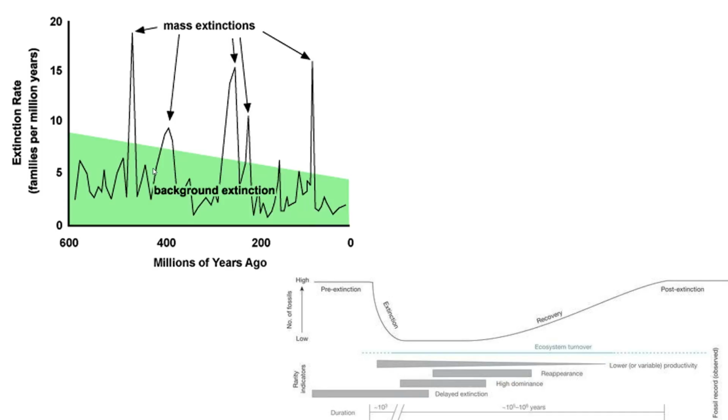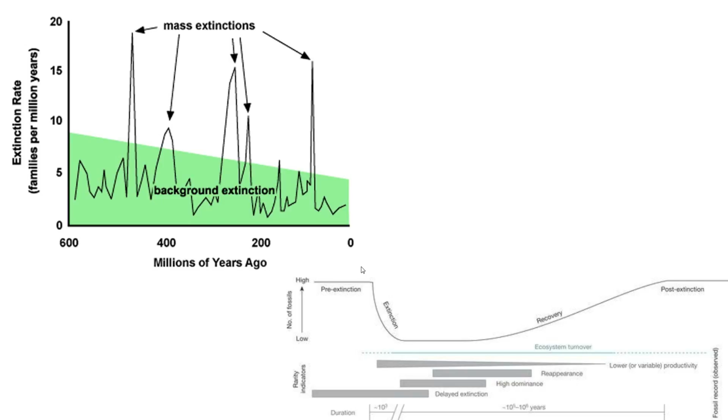But here, background extinctions are just the extinctions that are going on all the time as part of the natural course of evolutionary processes. There are events, though, we call mass extinctions, where large numbers of families die off. And those are well above the background extinction rates.